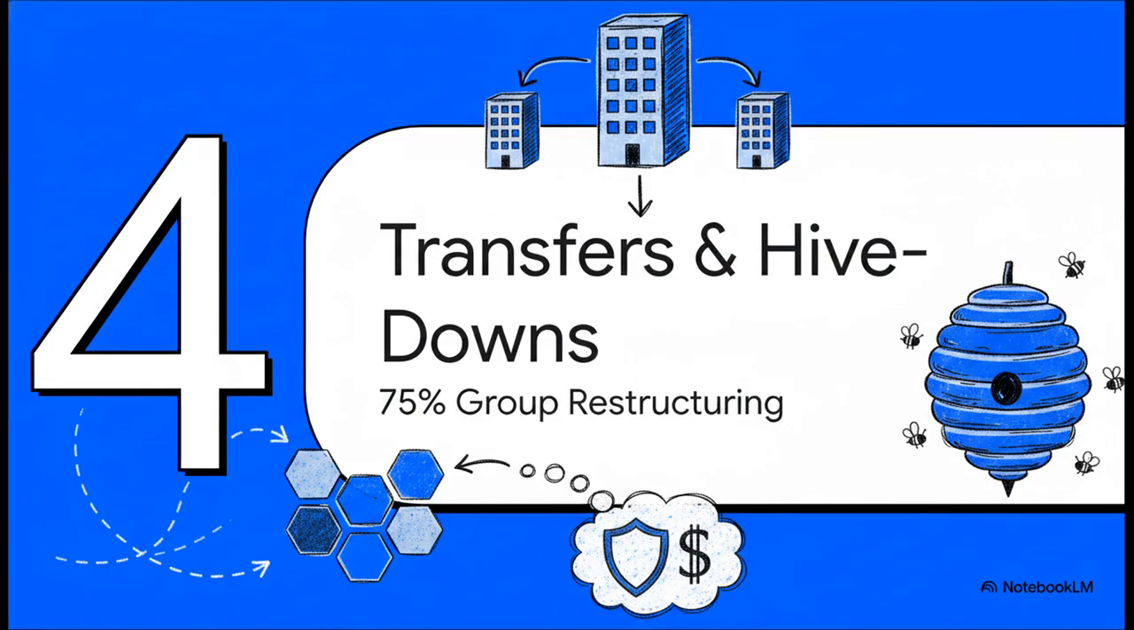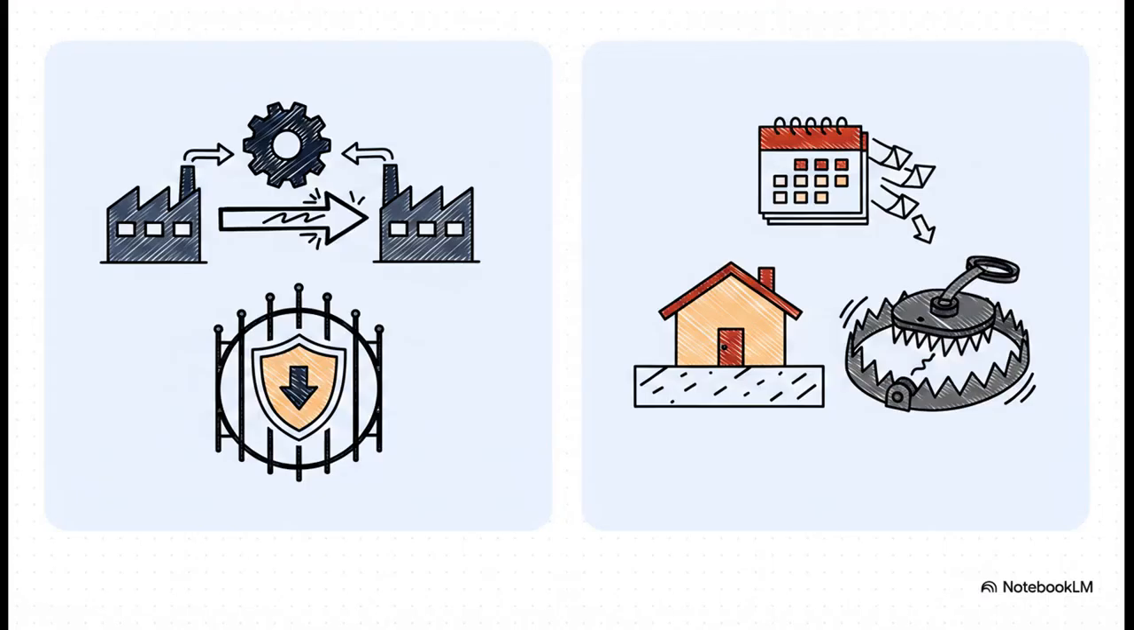Let's dig into intragroup transfers and hive-downs within a 75% group. Before selling a subsidiary to a third party, large corporate groups will often restructure. Now, within the group, the transferor company can move capital assets at no gain, no loss, or NGNL. You do need to be incredibly careful with losses here, though.